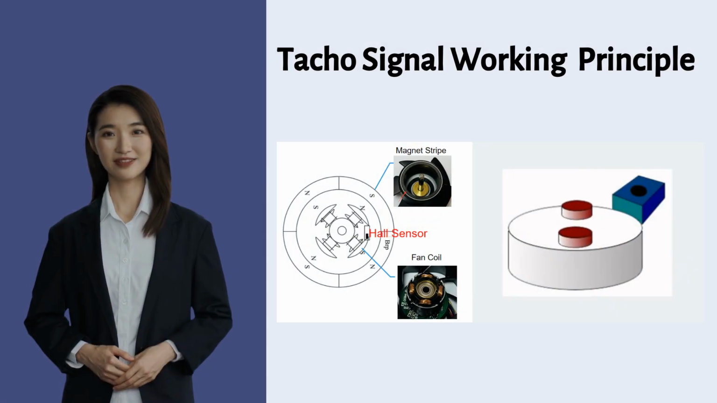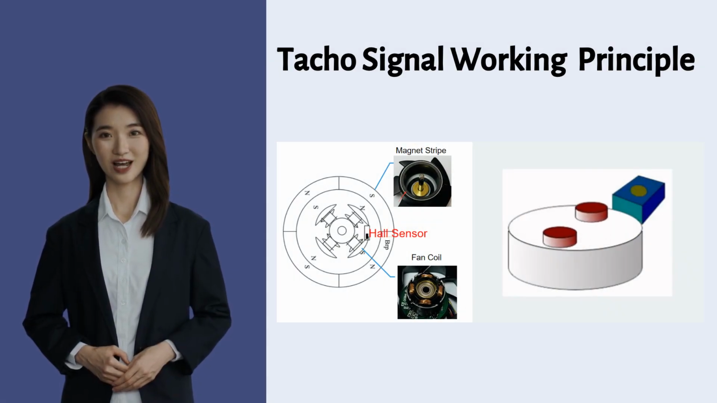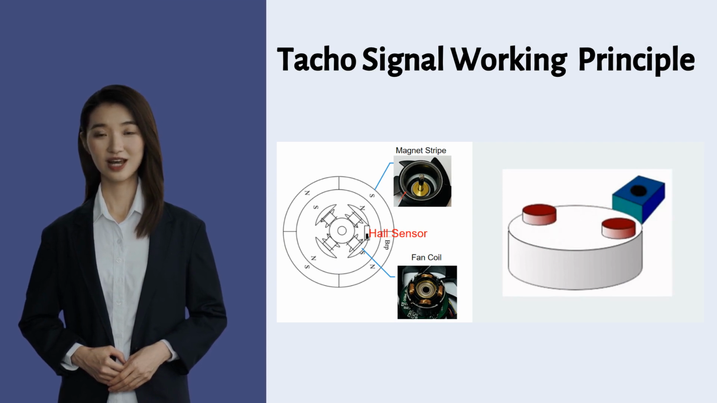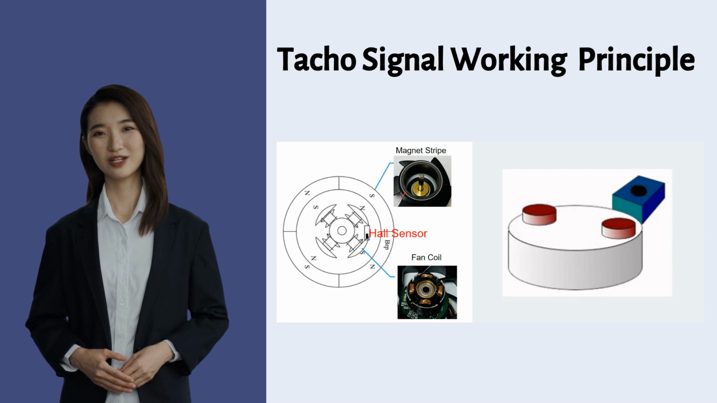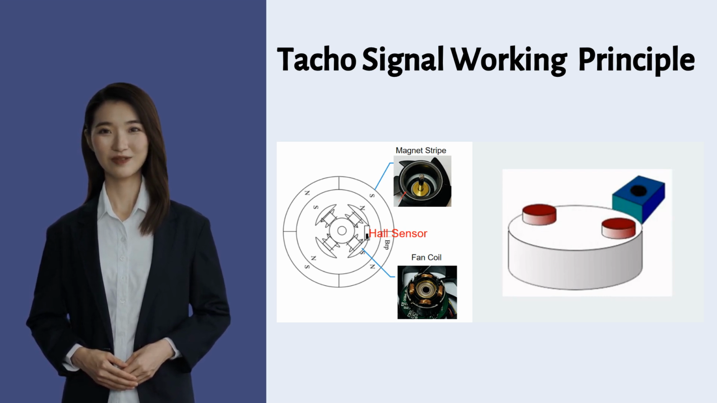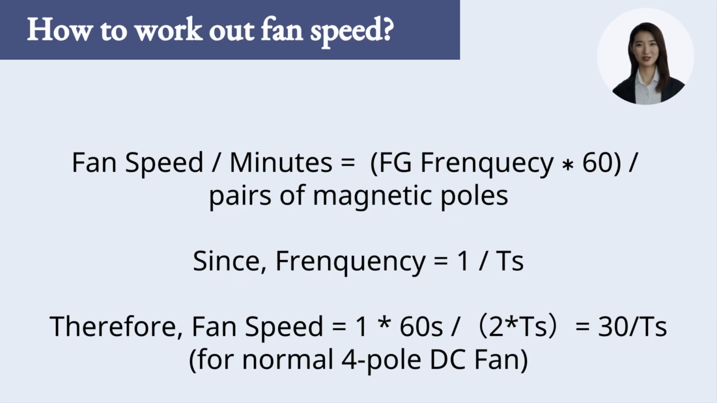When the fan operates, the alternation of magnetic poles, i.e., north and south poles, on its rotor causes fluctuations in the electrical signal's high and low levels. The faster the rotor spins, the quicker these fluctuations occur. These changes result in the generation of a square wave signal, whose frequency can be measured to determine the fan's rotational speed. Here, we can come to know how to work out fan speed.